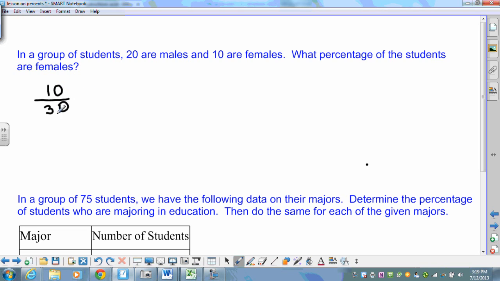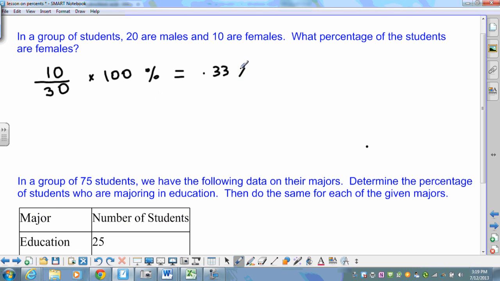But again, this will give us the decimal. To convert to a percent, we're going to need to multiply it by 100, and that will give us the result in percentage form. So 10 over 30 is the same as 1/3, which is the same as 0.33 roughly. And multiplying it by 100 will give us the percentage, which is roughly 33%.